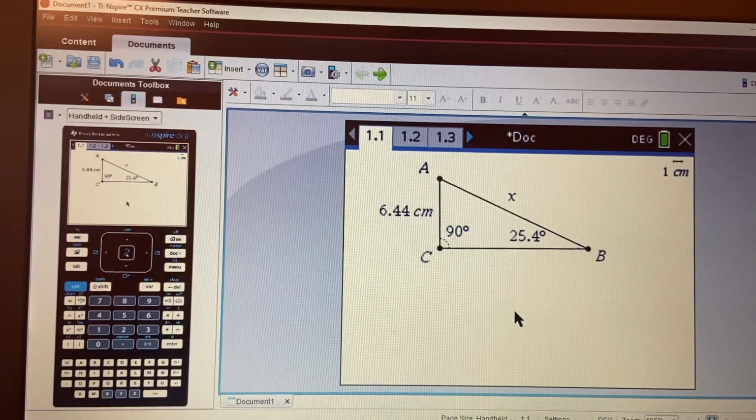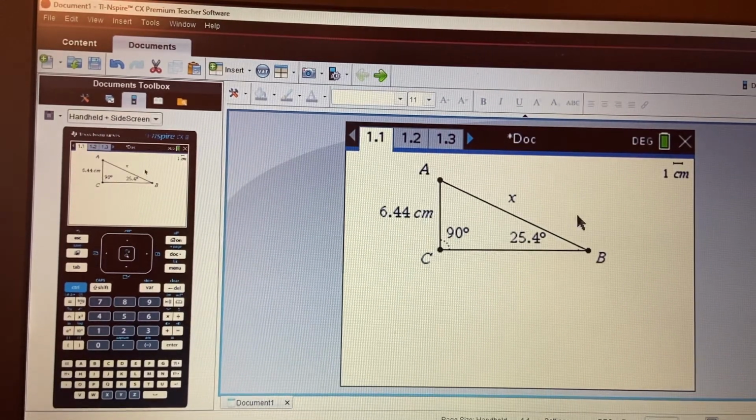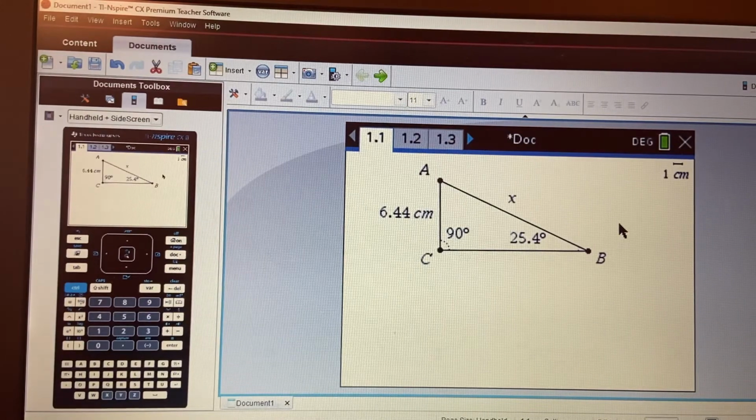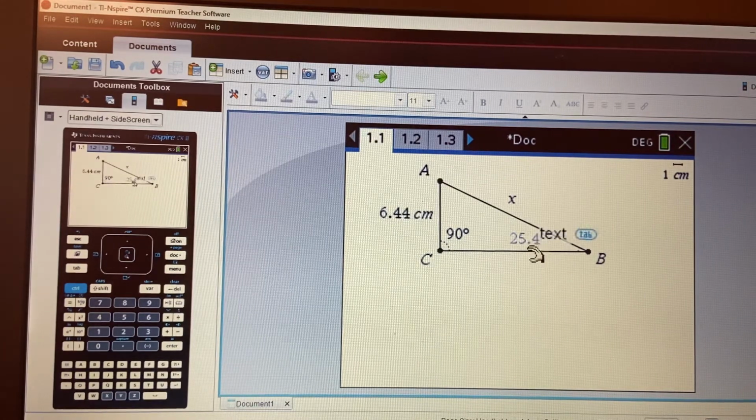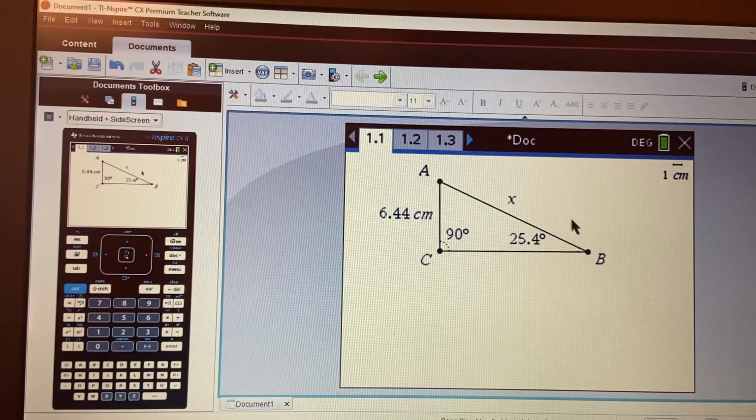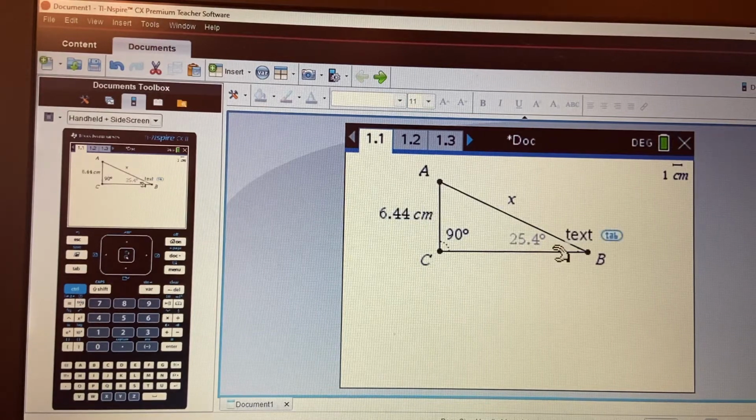So for this lesson, we are finding the sides of a triangle again, but when we set up our equation, we're going to have to solve it a little differently than we did last time. So we're still looking at everything that they're giving us. They are giving us AC, which is 6.44, and they're giving us angle B, which is 25.4 degrees, and they want to know AB, which is the hypotenuse.